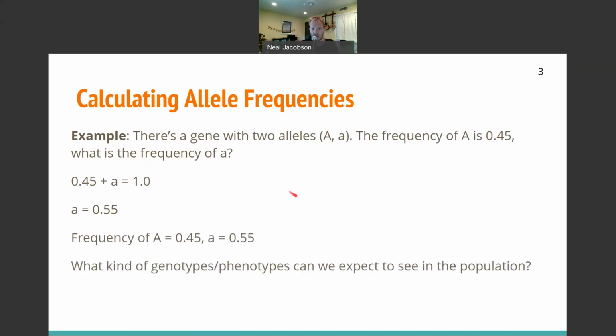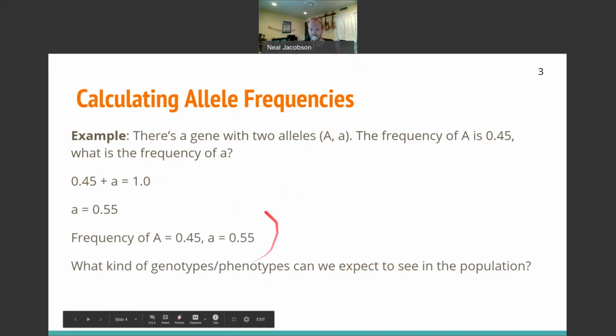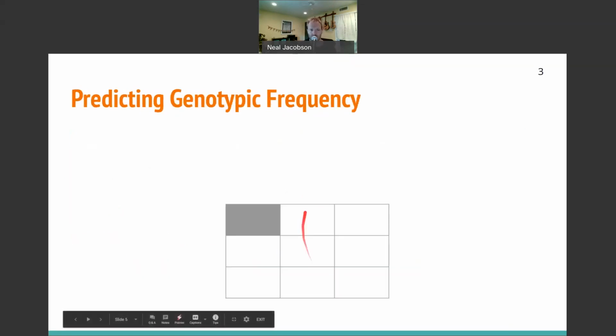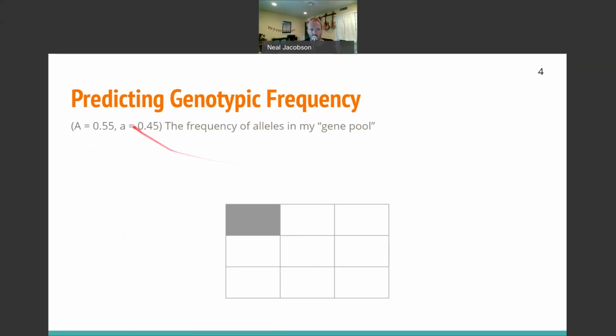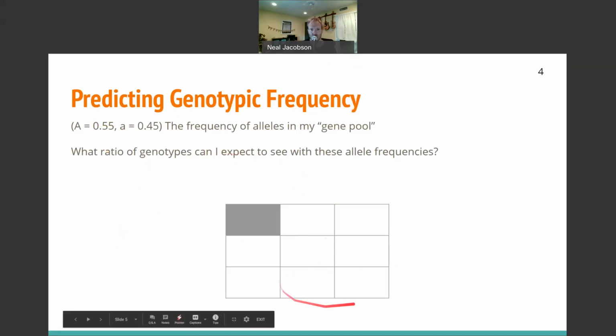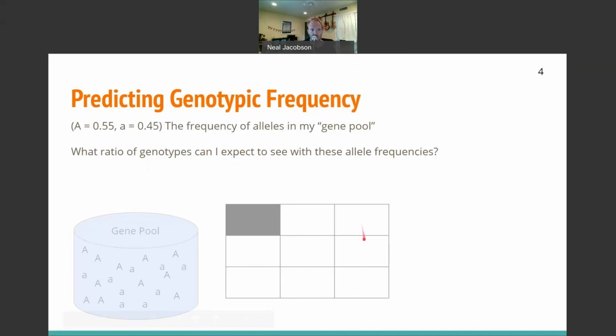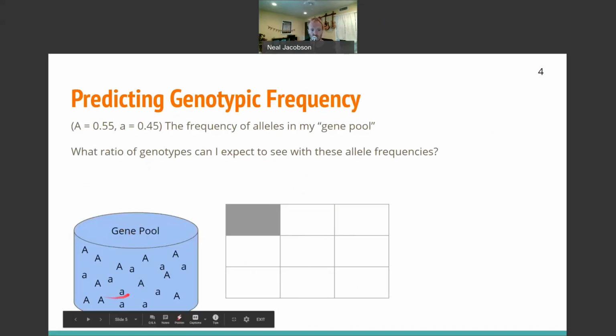So now the question is, what kind of genotypes and phenotypes can we expect to see in this population that has a gene pool that looks like this? So how do we calculate genotypic frequency? Well, we know the frequencies of the two alleles, so we can put them into our Punnett squares, and we can figure out what the ratio of genotypes I'm going to expect to see with those frequencies. So here's my gene pool, and this gene pool literally represents what I just pulled out here. The frequency of the big A allele in this gene pool is 0.55. The frequency of the little a is 0.45.